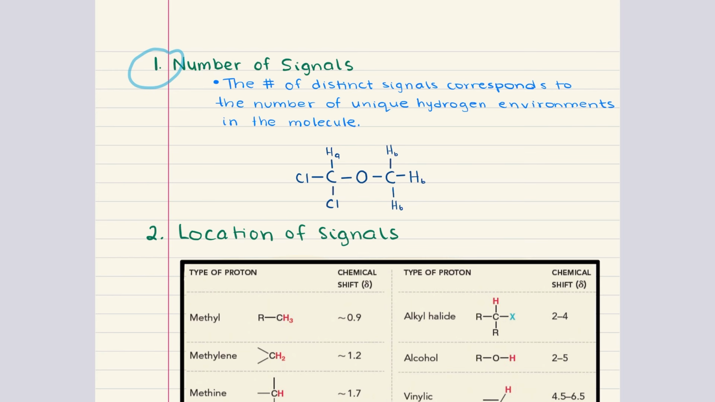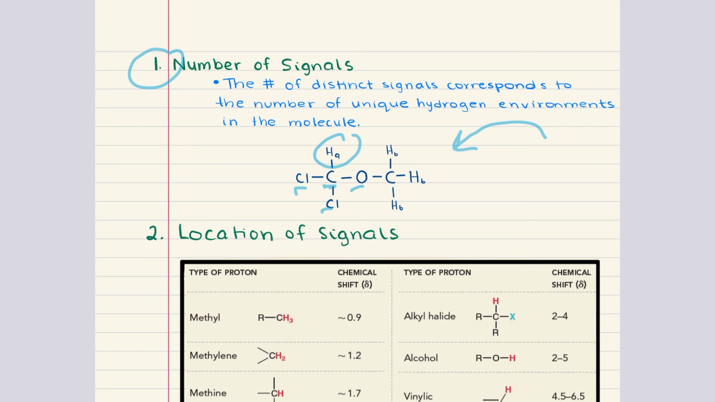On the other hand, if two sets of protons are in different environments, then they're going to absorb at different frequencies and essentially give separate peaks. So for example, if we look at this molecule that's shown here, there are 2 distinct types of hydrogen atoms labeled HA and HB. The HA proton is attached to a carbon that's bonded to 2 chlorine atoms and an oxygen, and that gives it a unique electronic environment.